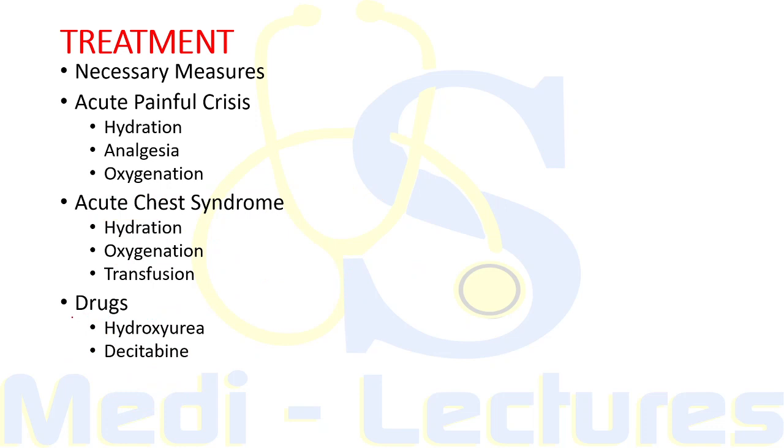Now, the drugs used in sickle cell disease are hydroxyurea and decitabine. Hydroxyurea is the mainstay of therapy for severe symptoms. It is given in a dose of 10 to 30 milligram per kg per day. So, what is its role? It will increase the fetal hemoglobin within a few months. Other beneficial effects include RBC hydration, effect on vascular wall adherence, and also suppression of granulocyte and reticulocyte count.